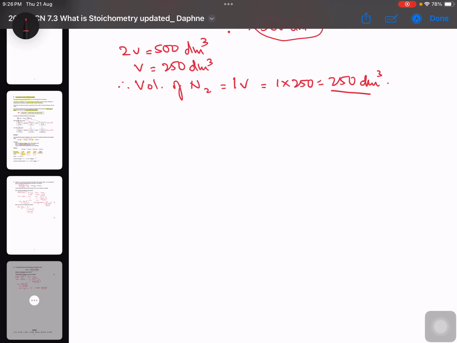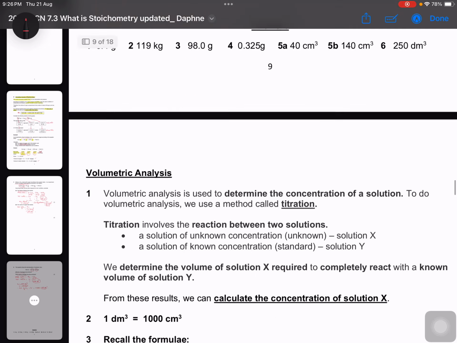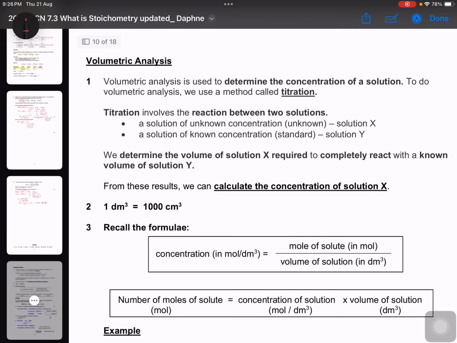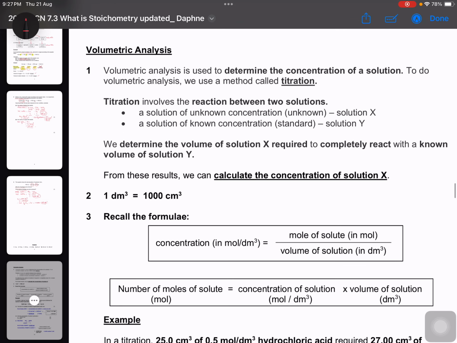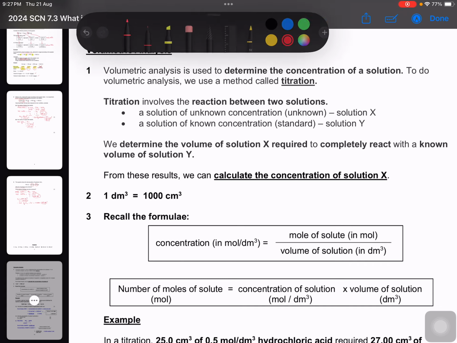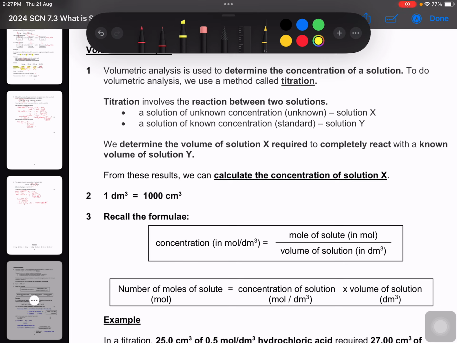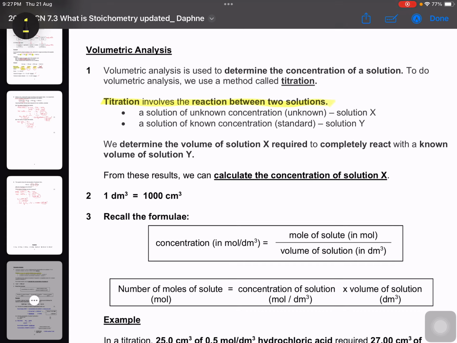Now, next part. This part is very difficult. It's called volumetric analysis, and it involves a method called titration. I tell you what, I will stop here. I will do a separate video on this because this is a difficult one by itself. We'll stop here for now.